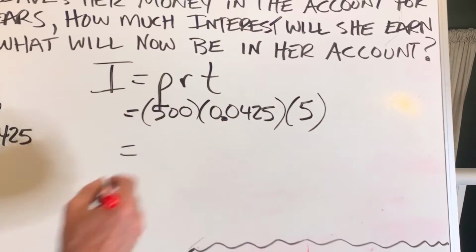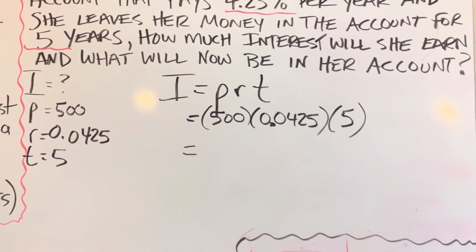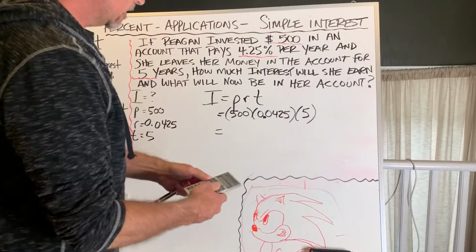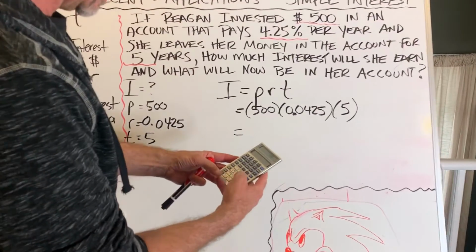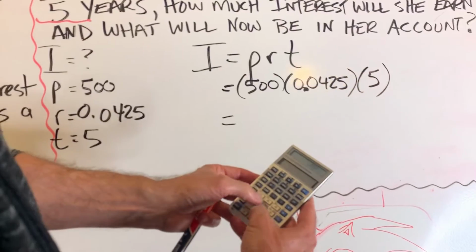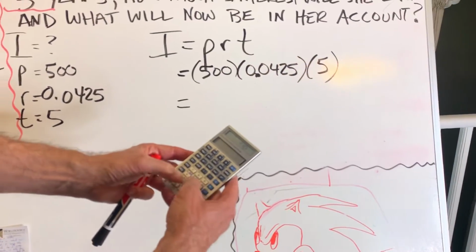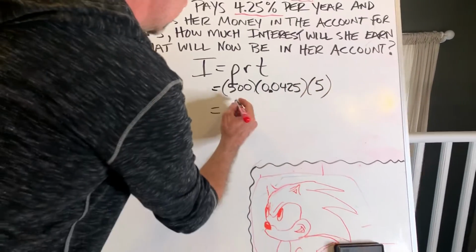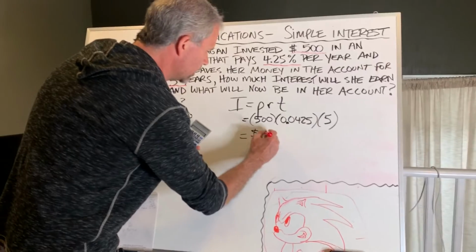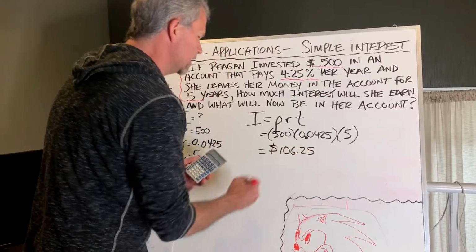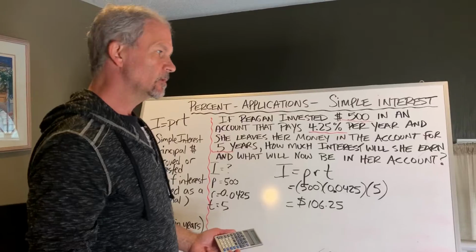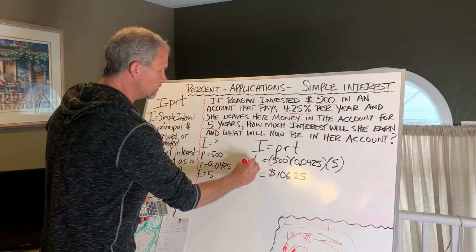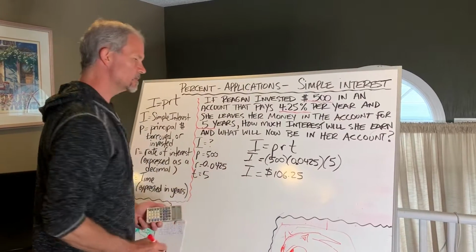Okay, so I multiply that. 500 times, now I don't even know what this equals, so I got to get my calculator out as well. And I say 500 times 0.0425 times 5 equals 106.25. So I know 106.25 is what? What did I just find? I answered one of these questions. Think about it. What did I just find? I found the amount of simple interest.